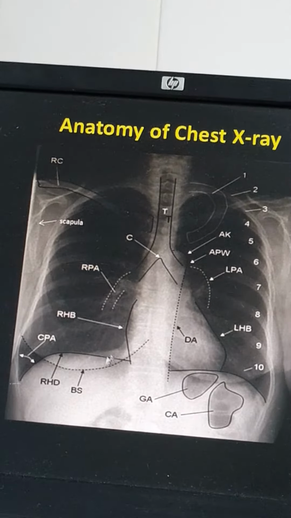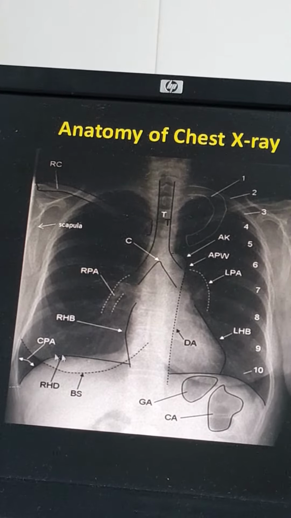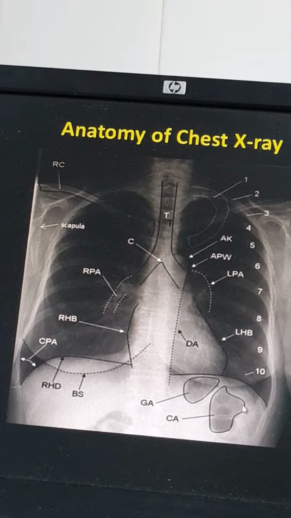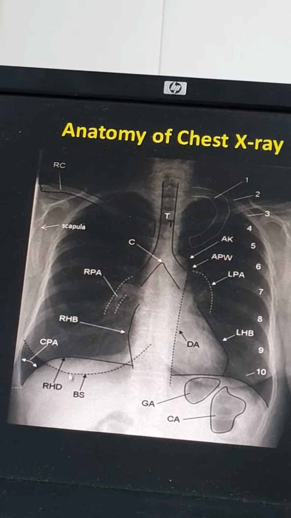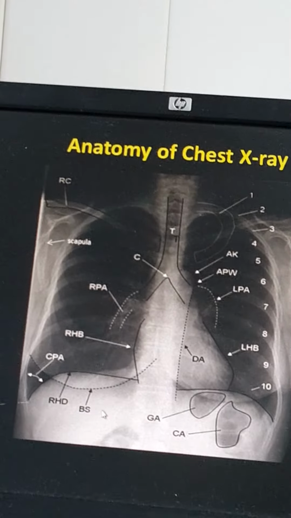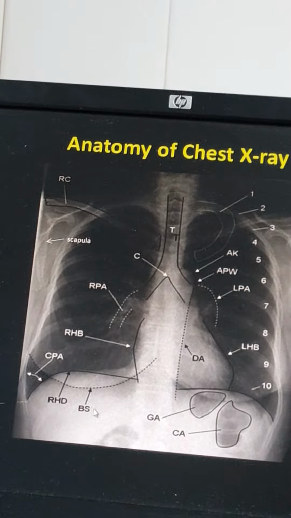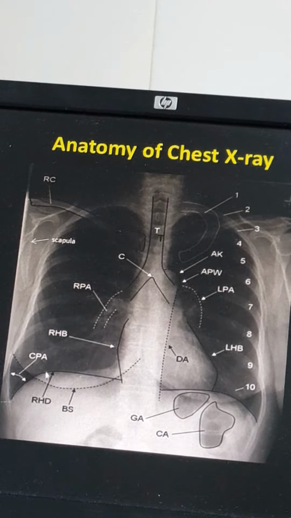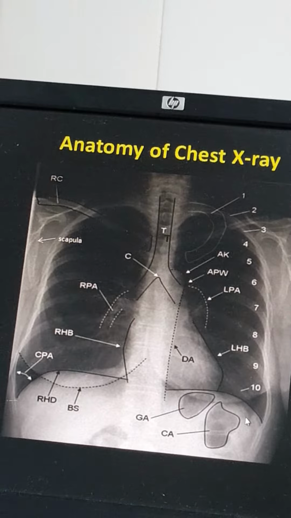And then comes the diaphragm. The right diaphragm is always higher than the left diaphragm, 3 to 4 centimeters higher. Why is it high? Because there is a liver below it, which pushes the diaphragm a little up. So the right diaphragm normally is always higher than the left diaphragm.